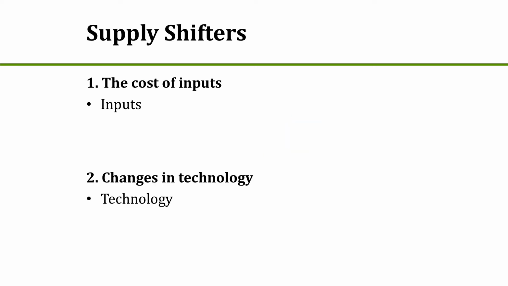The next topic is supply shifters. Remember, we covered the shifters for demand, and now we will cover the shifters for supply. The idea is going to be the same, but of course the types of shifters will be a little bit different. In the supply, we will care mostly about the production process.